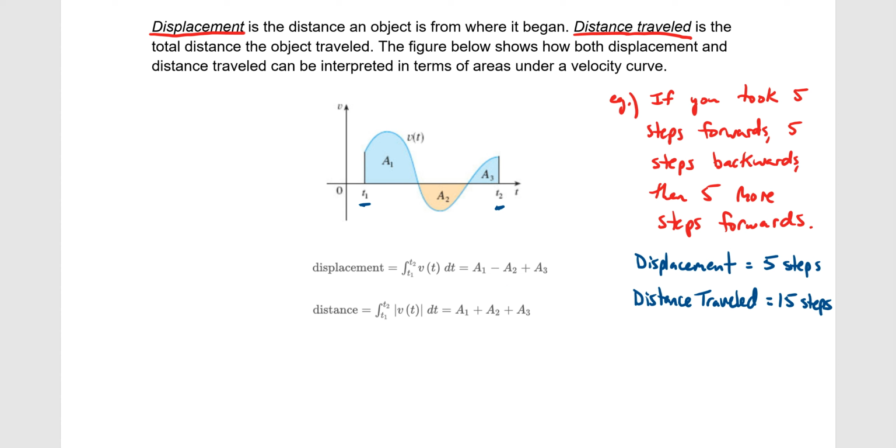If we want the total distance traveled for this, we would want to add up a1 plus a2 plus a3. We would have to think about all of these as positive values. So the total distance is going to be doing the absolute value of the function and then taking the integral of that. That will give us all positive areas. Okay, so make sure you know the difference here between displacement and total distance traveled. And let's do an example here of actually integrating.